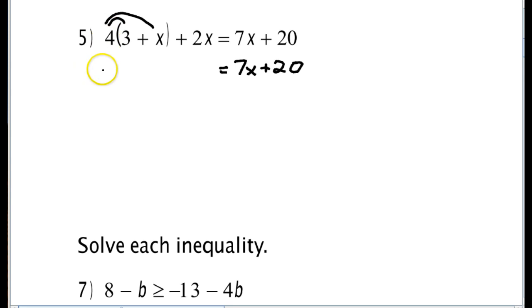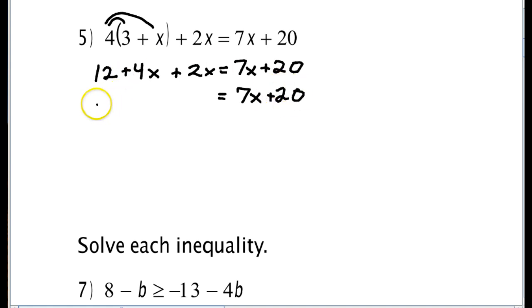Alright, so 4 times 3. 4 times 4x, times 4 is 4x. And then I'm just going to bring down the 2x. Don't change anything there. Still, I have 2 variables on the left. Do not jump straight to adding, subtracting on both sides. Let's simplify this further. So I have 12, and then 4x, 2x, 6x. Now you can see I have a variable and number on each side.